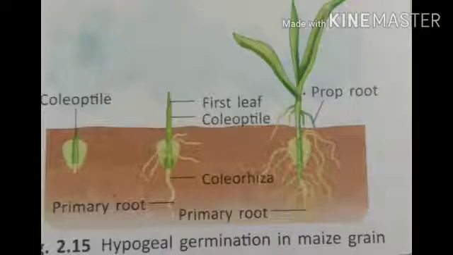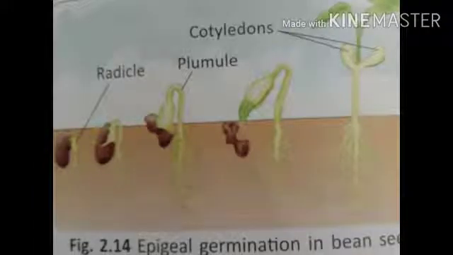There are two kinds of germination in seeds: hypogeal germination, in which the cotyledons remain under the soil and the first leaves develop from the plumule itself, as is seen in the corn, maize plant. Then the second is epigeal germination, in which the cotyledons come out of the ground and form first leaves, making food for the seedling. Then they dry up and fall off.